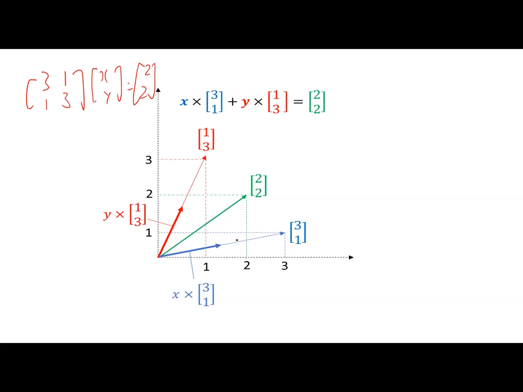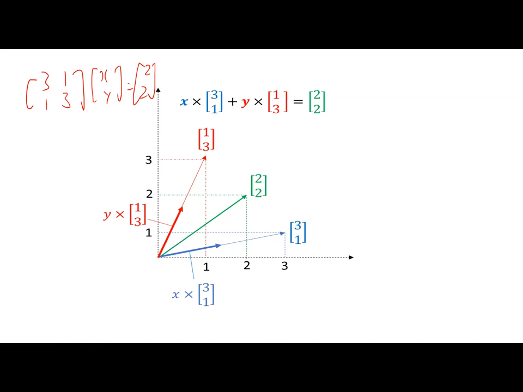(3, 1) represented by this blue vector, (1, 3) represented by this red vector. And what we want to do is change the length of these two given vectors by multiplying them by some scalars, x and y, such that after we change the length, if we add them together, it will become the desired answer vector (2, 2).